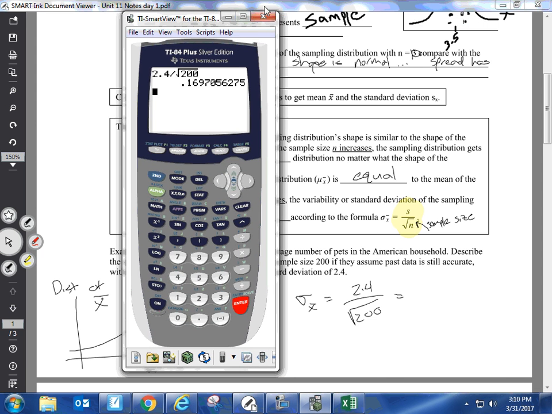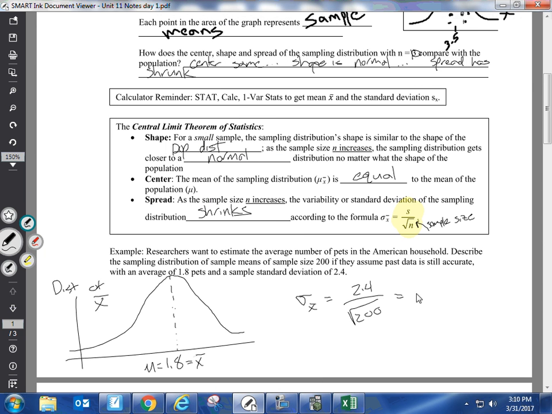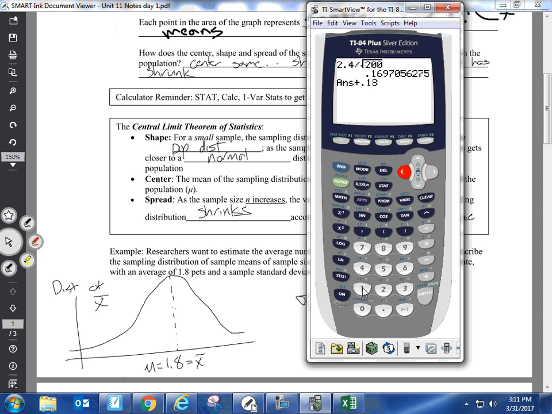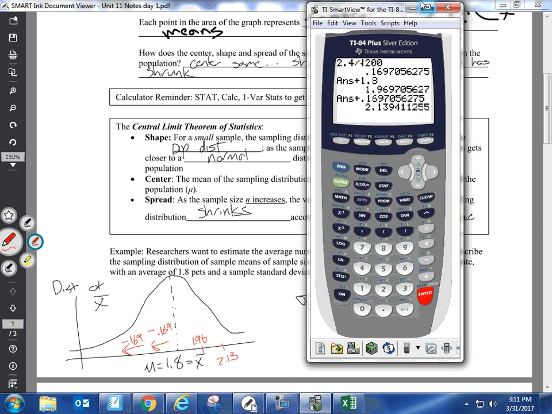Again, 0.1697, dot, dot, dot. Okay, and this is a standard deviation that you can add to 1.8. So if this is 1.8, you can add that to it, and we could go one standard deviation away. We can go 2 standard deviations away by adding that again. And this is how you could draw your normal curve with some specific data. Okay, and you could do the same thing if you subtracted. Okay, again, that's when you add the actual standard deviation.